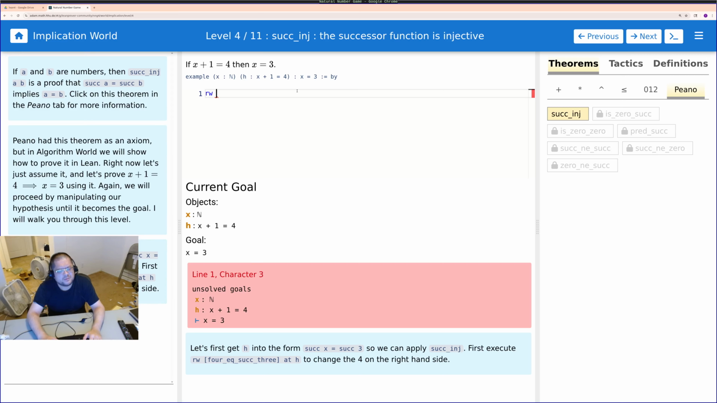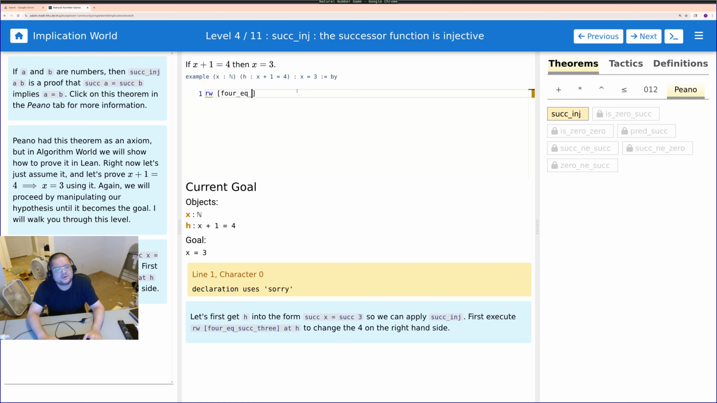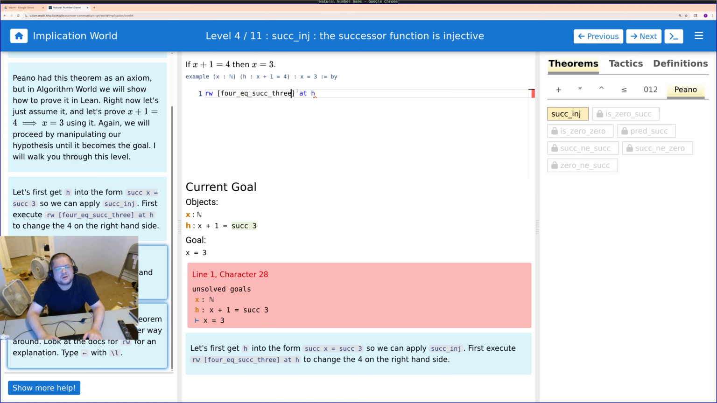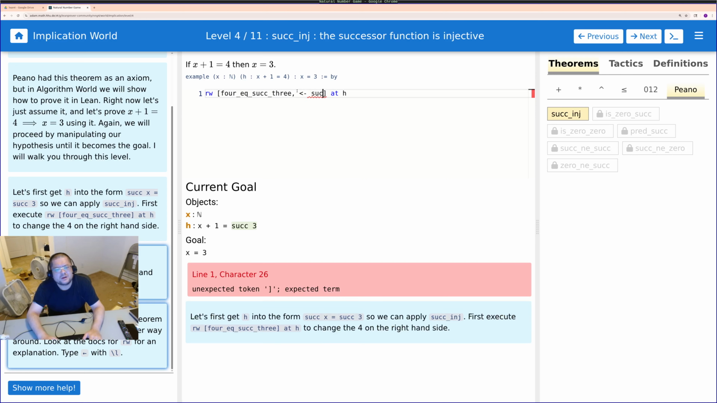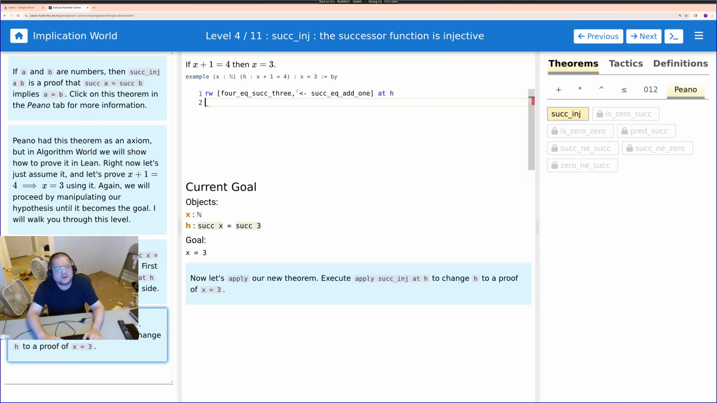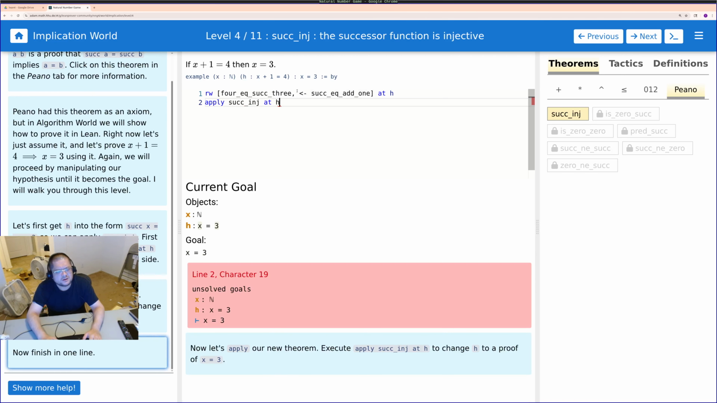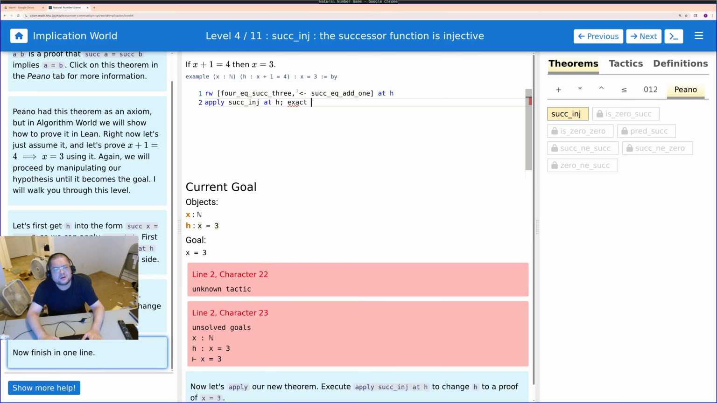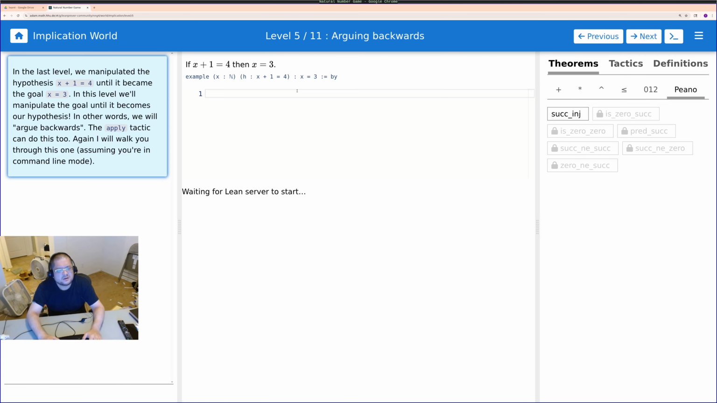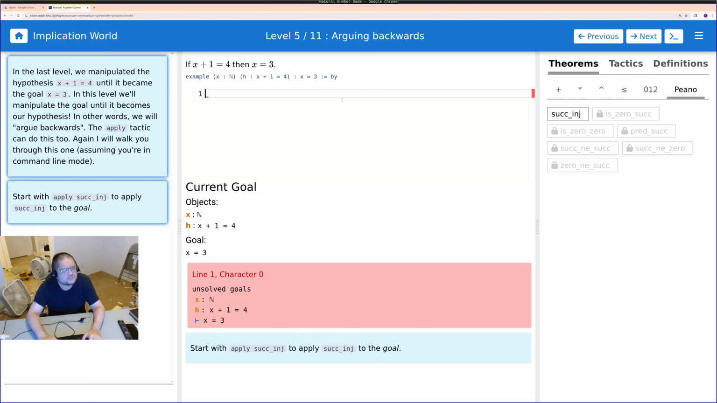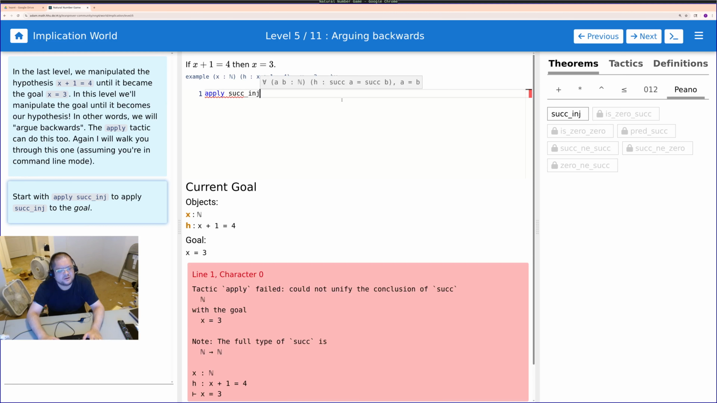Rewrite 4 equals successor 3 at H. Successor equals add 1. Okay. Apply successor injective add H. Back to H. Apply successor injective.